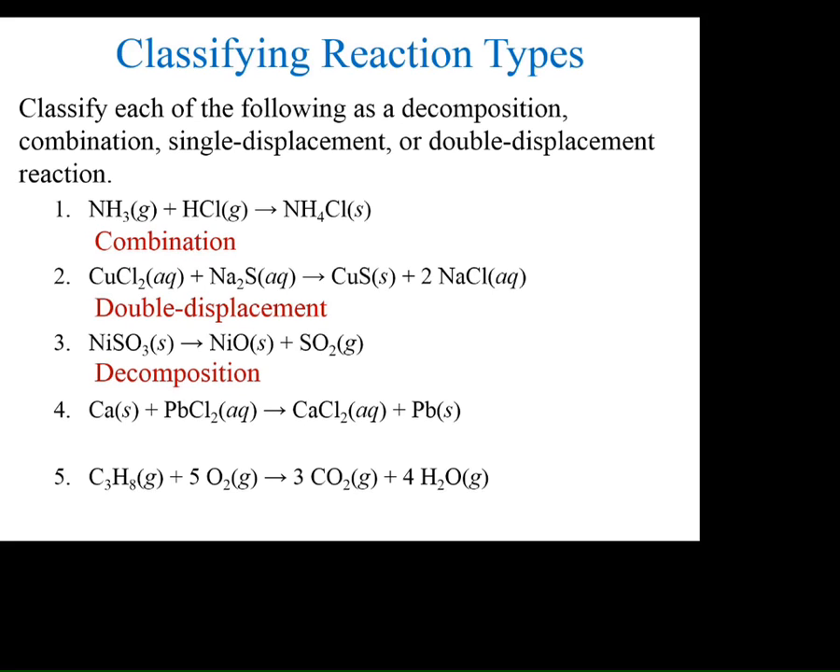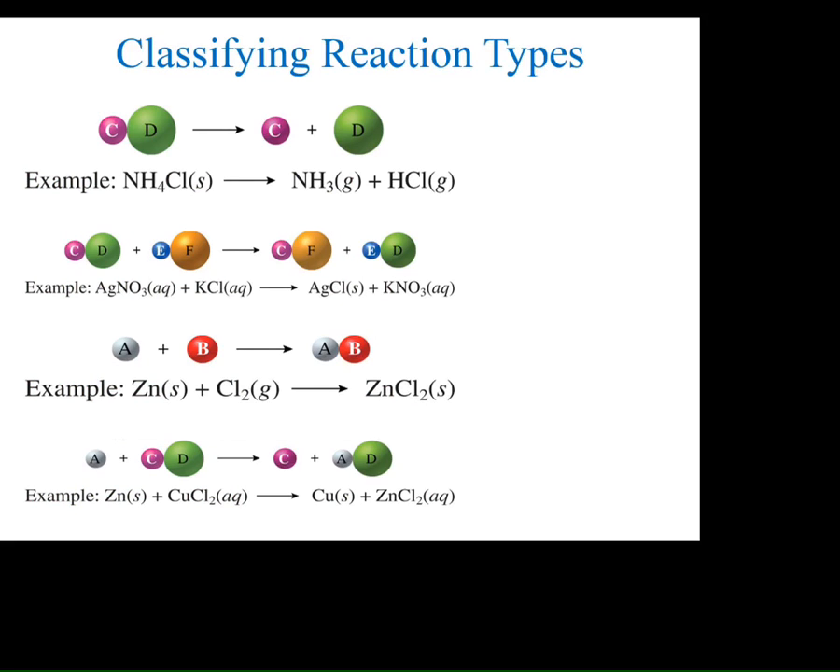How about the next one? Calcium and lead with chlorine goes to calcium with chlorine and lead. So one thing moved, right? What one thing moved? The chlorine, right? The chlorine shifted from the lead over to the calcium. So only one thing, so that's single replacement. And then I've got some carbons and hydrogens with an oxygen making carbon dioxide and water. So that's definitely a combustion reaction. Let's try another one, then I'll do your little handout there.